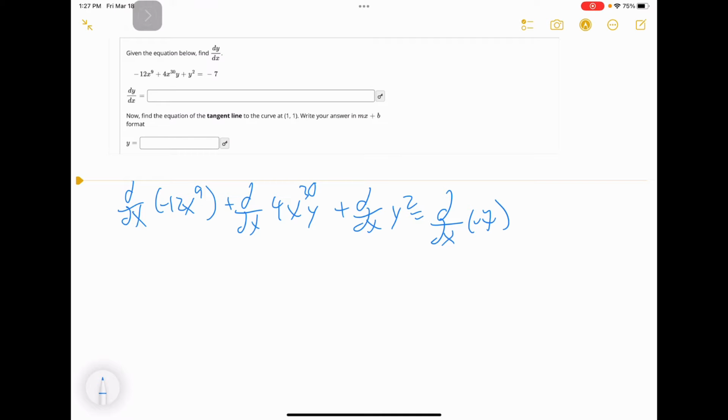Okay, so I'm going to do the derivative of each term. That first term is pretty straightforward. It's negative 12 times 9, which is negative 108, x to the 8th, plus, now we have a product rule situation. That's 4x to the 30th power, so 4 times 30 is 120, x to the 29 times y, plus 4x to the 30 times the derivative of y, which is y prime, or dy/dx. And then the derivative of y squared is 2y times y prime. And the derivative of negative 7 is 0.